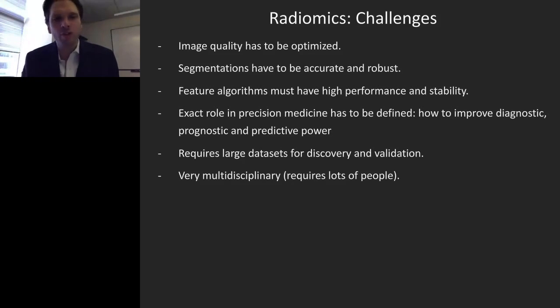So, how do we improve diagnostic and prognostic and predictive power? This will be different for each different setting. If you want to look, for example, at predicting drug response, you will need a different biomarker and different methodology, for example, if you want to look at screening data. But also, no matter what we do, we need very large data sets for discovery and validation to really drill down to biomarkers that matter.